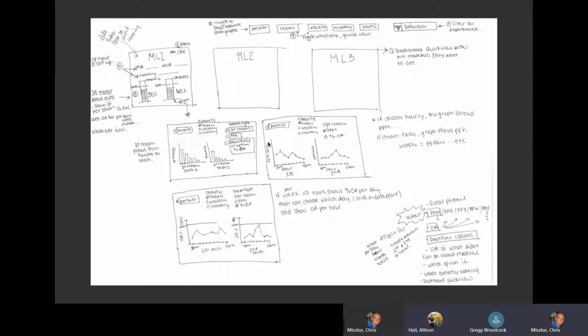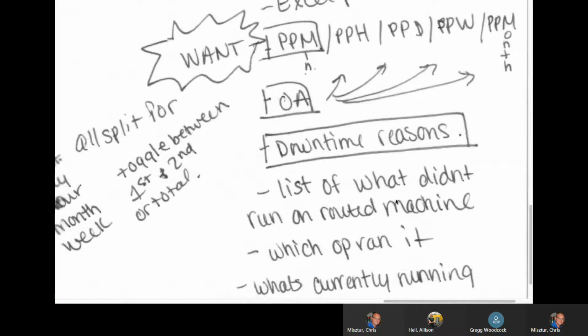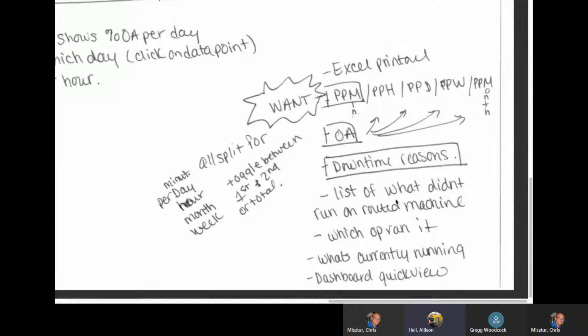What's in the lower right corner there? Did we talk about that? So, they wanted an ability to have some type of Excel printout or something, maybe. An export of the raw data to a CSV? Okay, yeah, we can do that. They want the PPM, the OA, which is operational availability, and the downtime reasons per minute, per hour, per day, per week, per month. That's what that is.